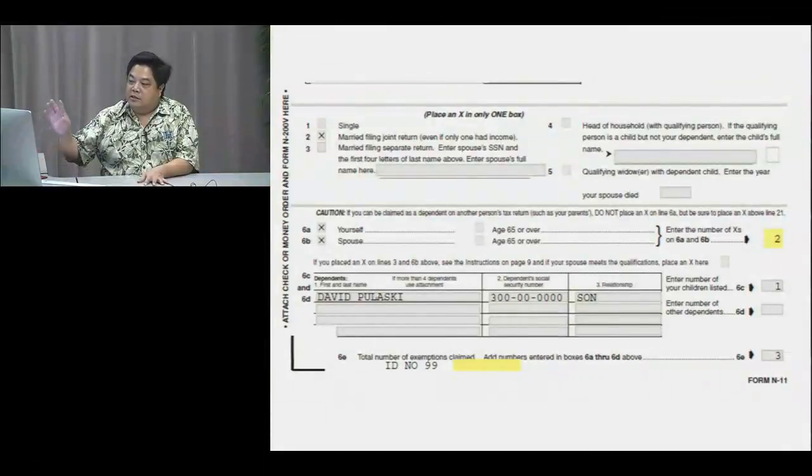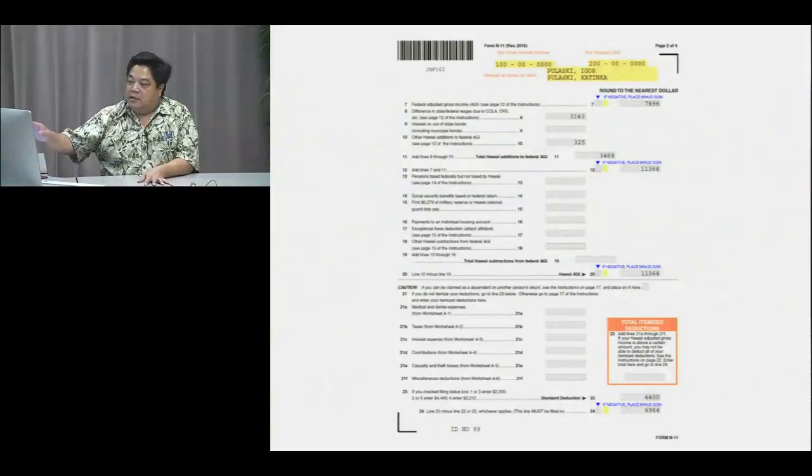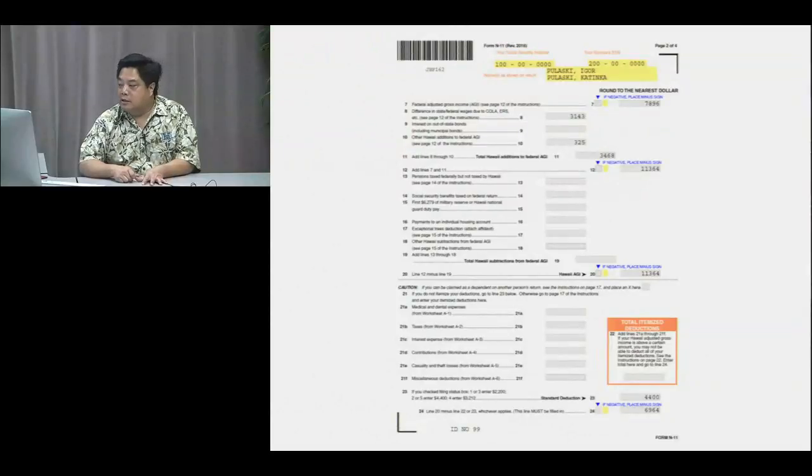So in this example, again, it's a resident tax return. So you can see that they start off on line 7, the adjusted gross income on the federal tax return. Then they make some adjustments. Things that were taken out from the federal tax return need to be added back in. So line 8 was the adjustment for the 1042, the $2,000 plus the $1,143. And then the dividend was taken out, but now we need to add it back in, the $325. So your total income for Hawaii purposes is $11,364.